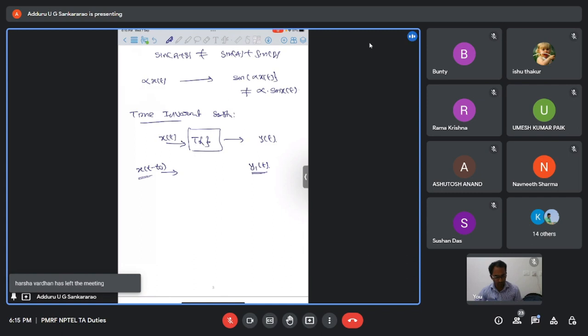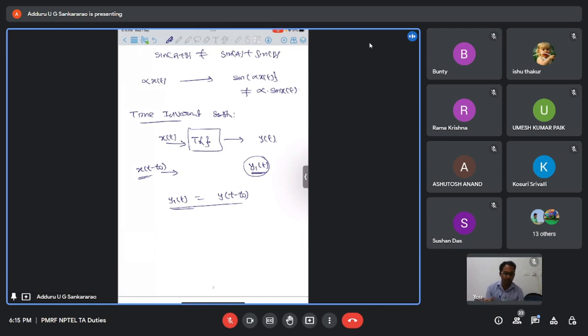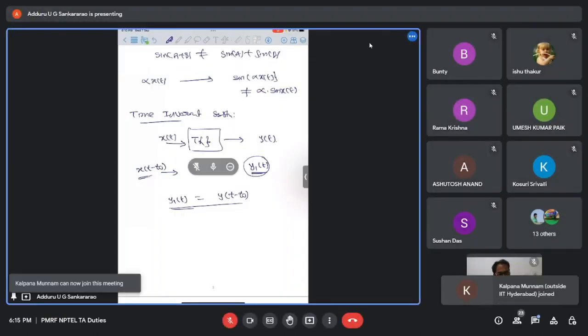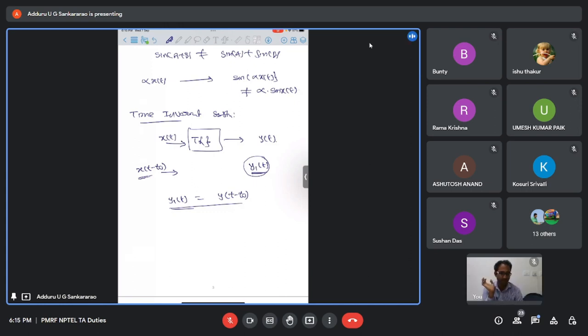Now I am shifting the input, then I'll get some output. Now if this y1 of t is equal to y of t minus t naught, then it is called time invariant system. That means if I am shifting the input signal by an amount of t naught in the time axis, then the output also should shift by the same amount. Then that system is called time invariant system.